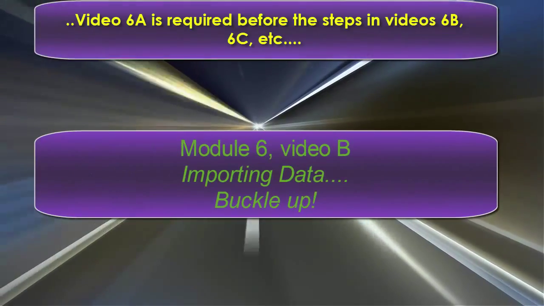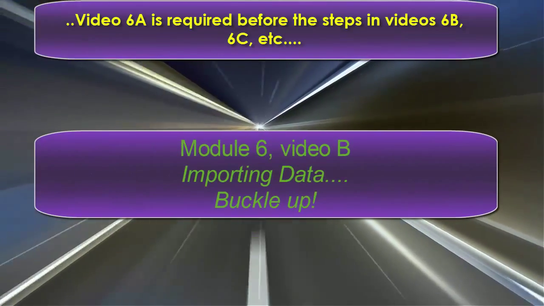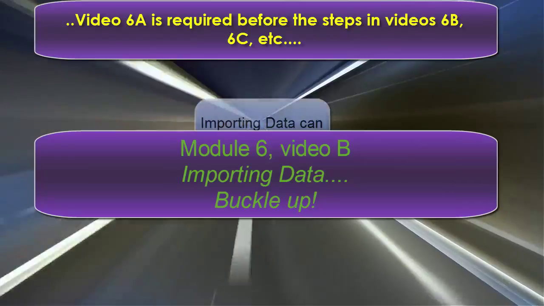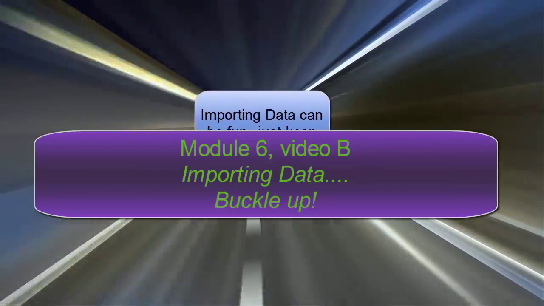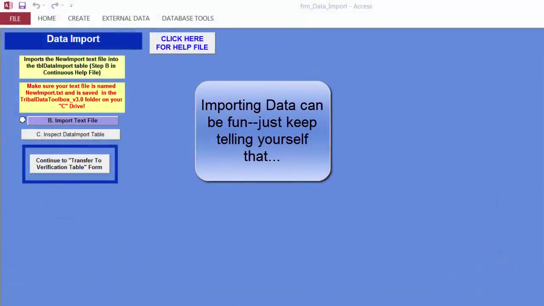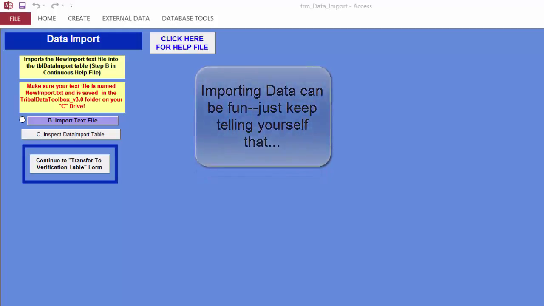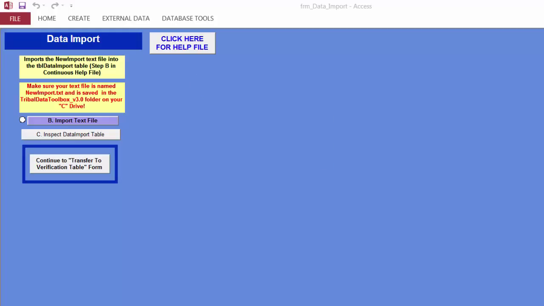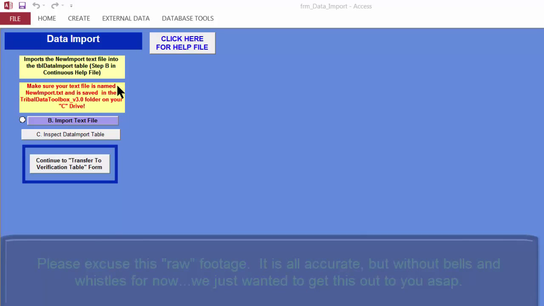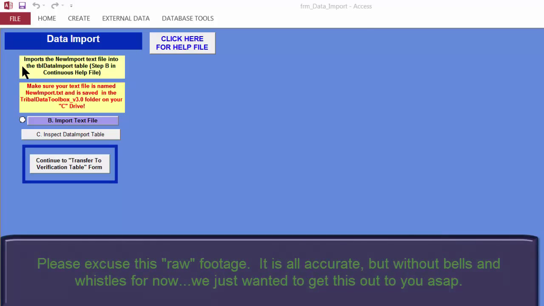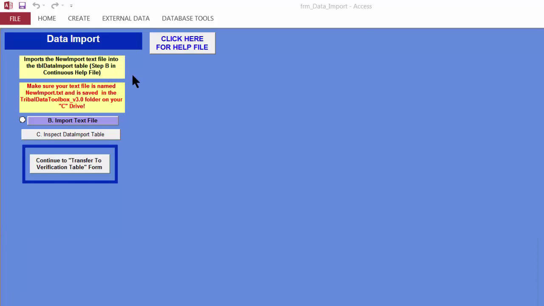Now that I've gotten that introduction out of the way, we can move on to the very exciting, at least I think it is, step of actually importing our concentration data for ozone into the toolbox. So remember that these first two yellow areas are just introductory text. They're not actually buttons, so we don't click on them.